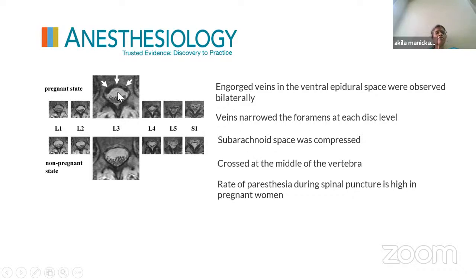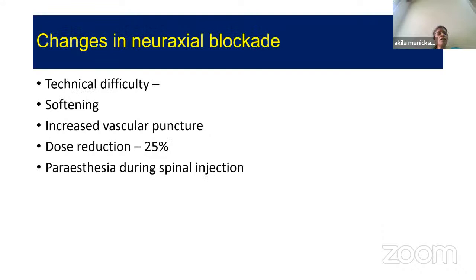This engorged vertebral venous plexus is responsible to a certain extent for the decreased cerebrospinal fluid volume. And in addition, because of the subarachnoid space getting compressed at the L4 and L5 space, when you give a spinal, the rate of paresthesia during spinal needle placement is also quite high in pregnant women. And there is often a technical difficulty, which we have already told. There is softening of ligaments and increased incidence of vascular puncture, because one is engorgement, second, it is present bilaterally, and it is also present in the midline.